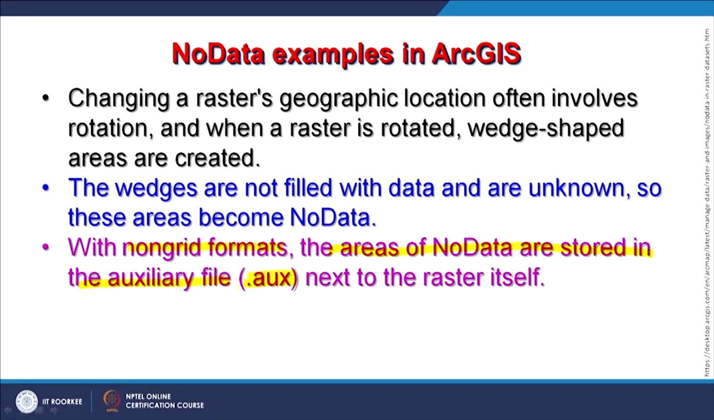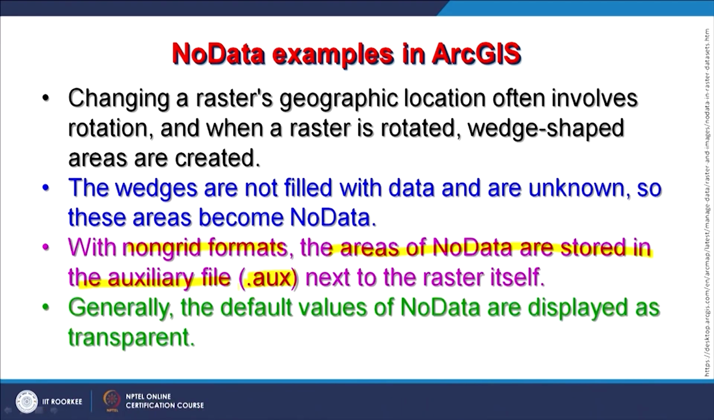So, whenever that file is used, suppose I am having a file india.grid, then I will also be having a file india.aux, and whenever I use india.grid, this file will also be used to help the system ignore no data for any kind of calculations. And generally the default value for no data is displayed as transparent, as I have said.